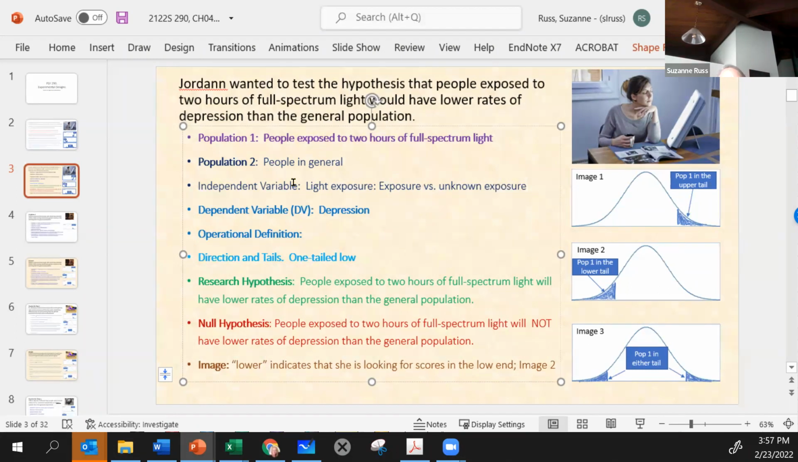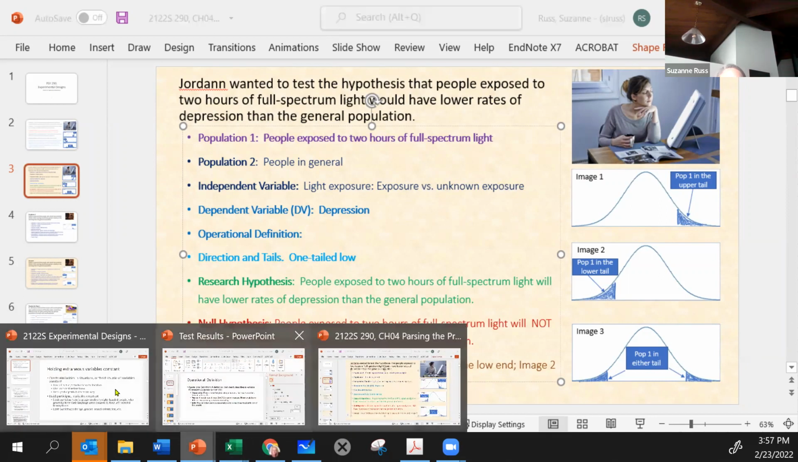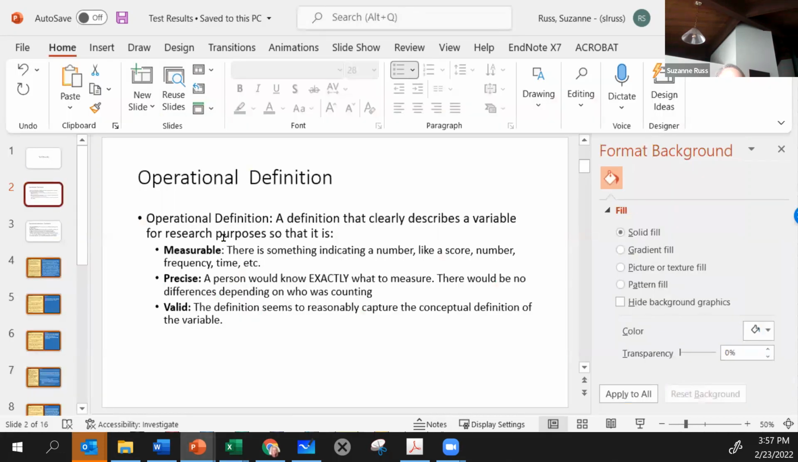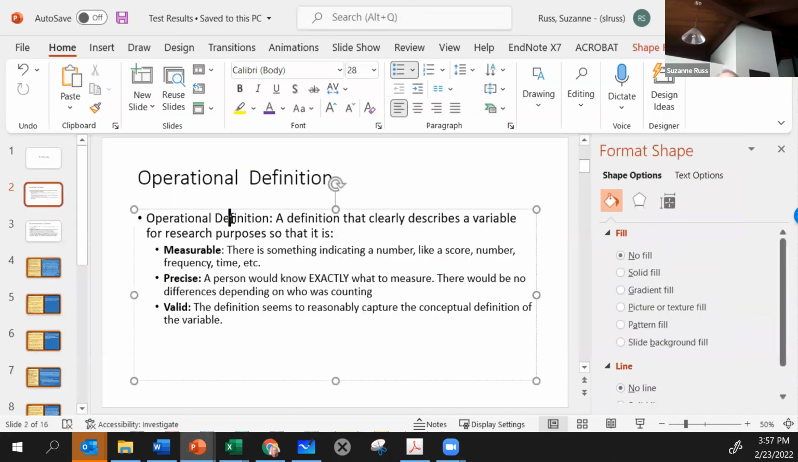So do you see how we've taken this and made it nice and neat here? Our populations are the people that we're studying, that we're interested in. And the thing that varies among them is the independent variable. The other thing that we do in research class is we give an operational definition to the variable. So let's take a quick review of what the operational definition is. Remember, an operational definition is how we define something for research purposes.